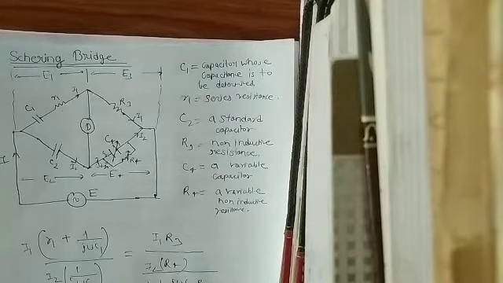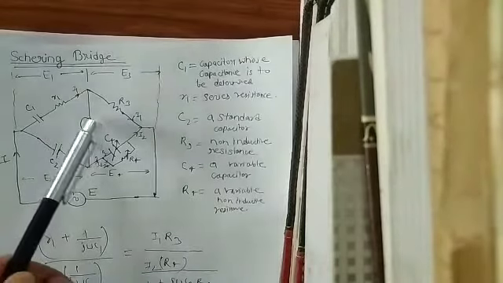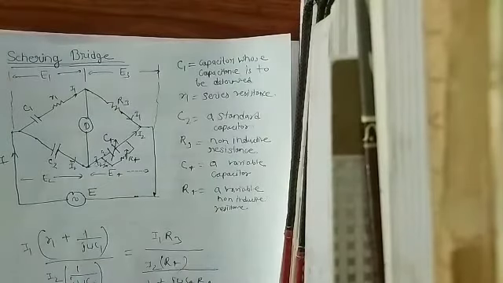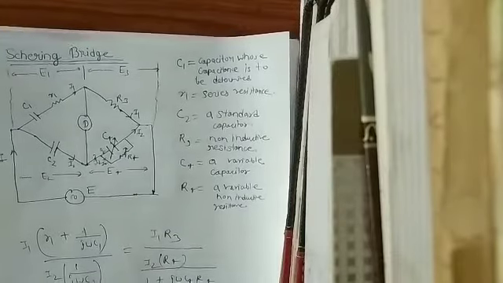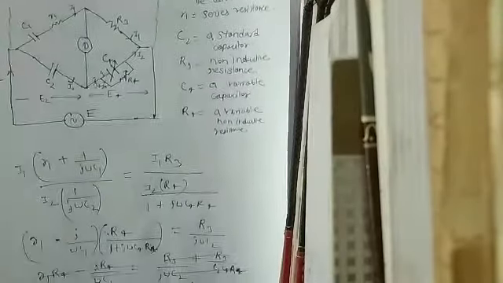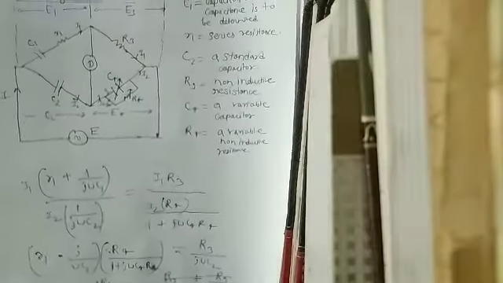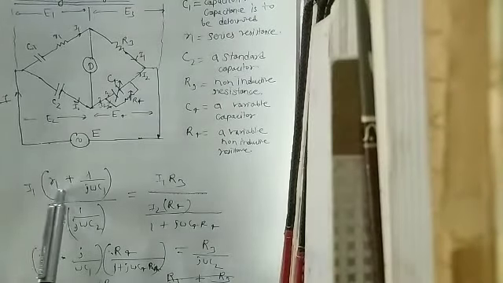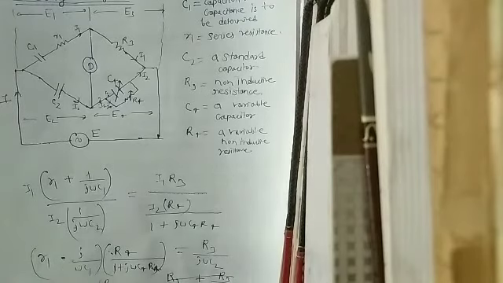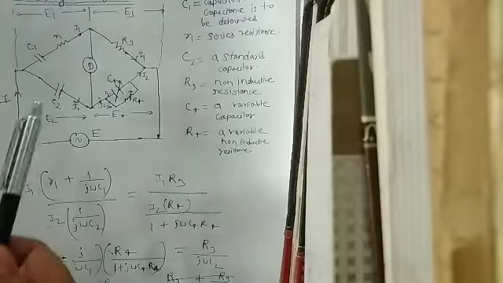Now we can compare the voltage drop of each side at balance condition. In this bridge, D is a potentiometer. With its help we can measure the value of voltage drop in each side. Here we can compare the voltage drop at balance condition. Hence we get the value of E1, which is equal to I1 into R1 plus 1 upon j omega C1, upon I2 into 1 upon j omega C2.